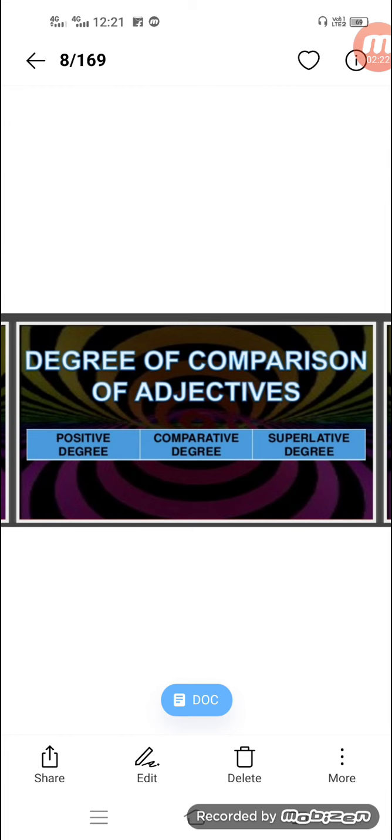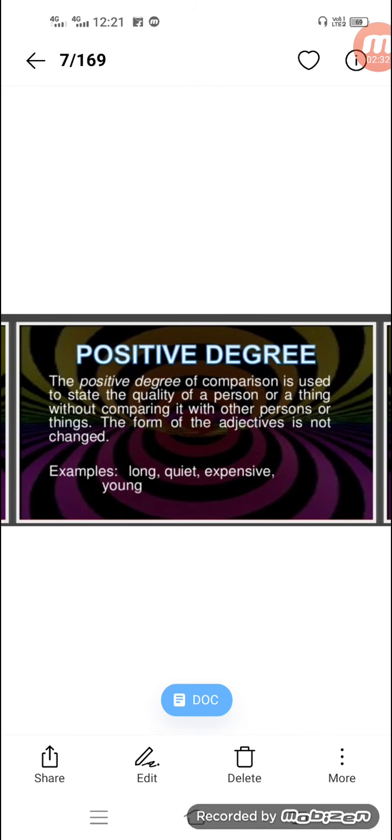Actually, there are three types of degrees of comparison. The first one is positive degree, the second one is comparative degree, and the third is superlative degree. Now let us see positive degree. Positive degree of comparison is used to state the quality of a person or a thing without comparing it with other persons or things.